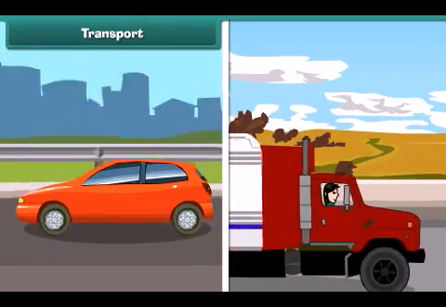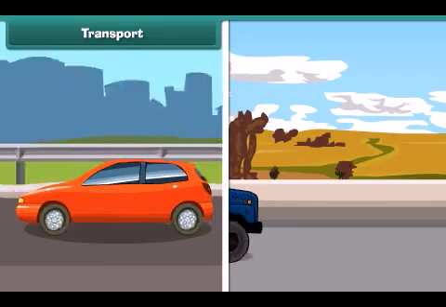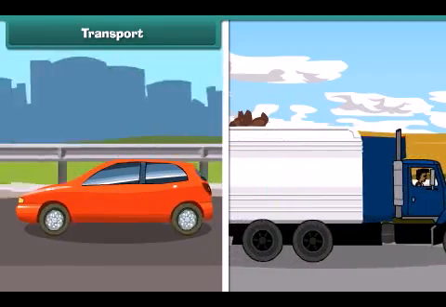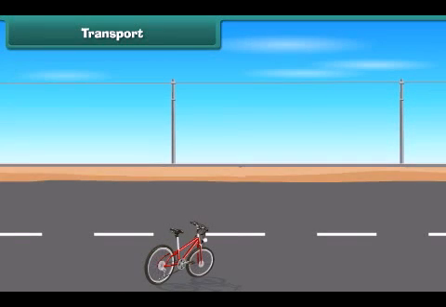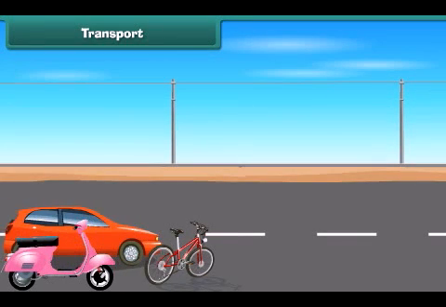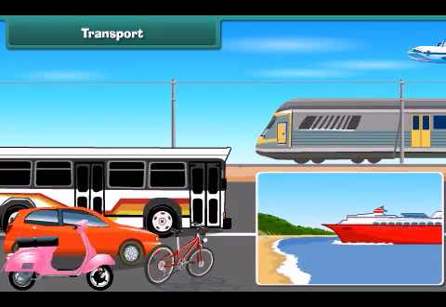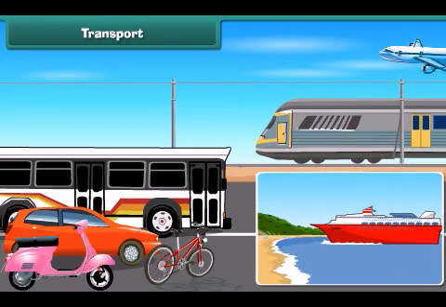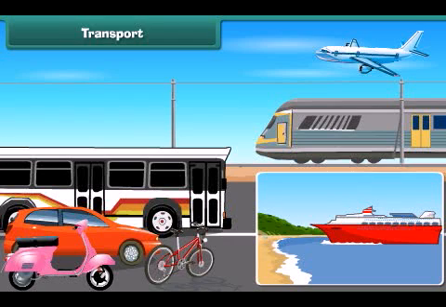Transport. The movement of goods, animals, and people from one place to another is known as transport. People use cycles, scooters, cars, buses, trains, boats, ships and aeroplanes to move from one place to another. The vehicles used to move goods and passengers from one place to another are called means of transport.